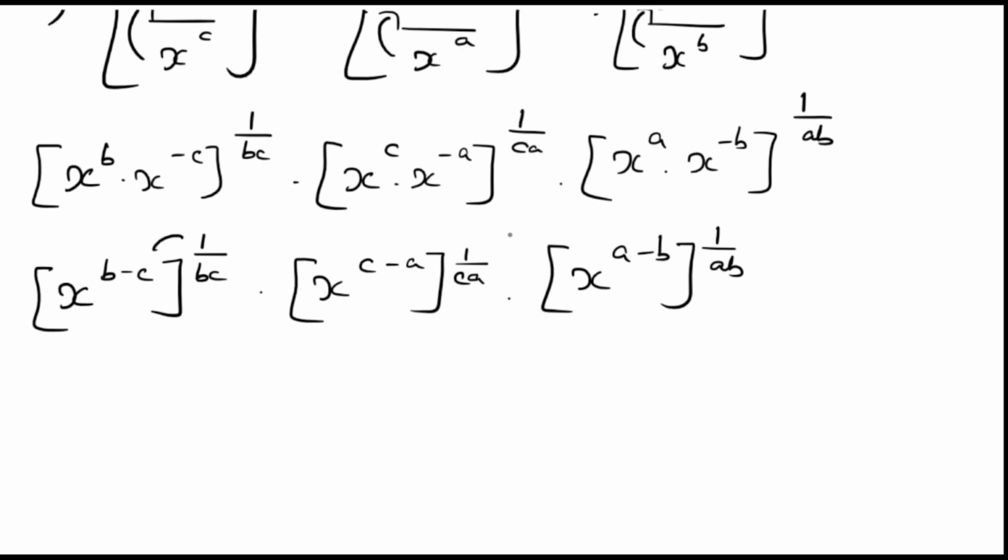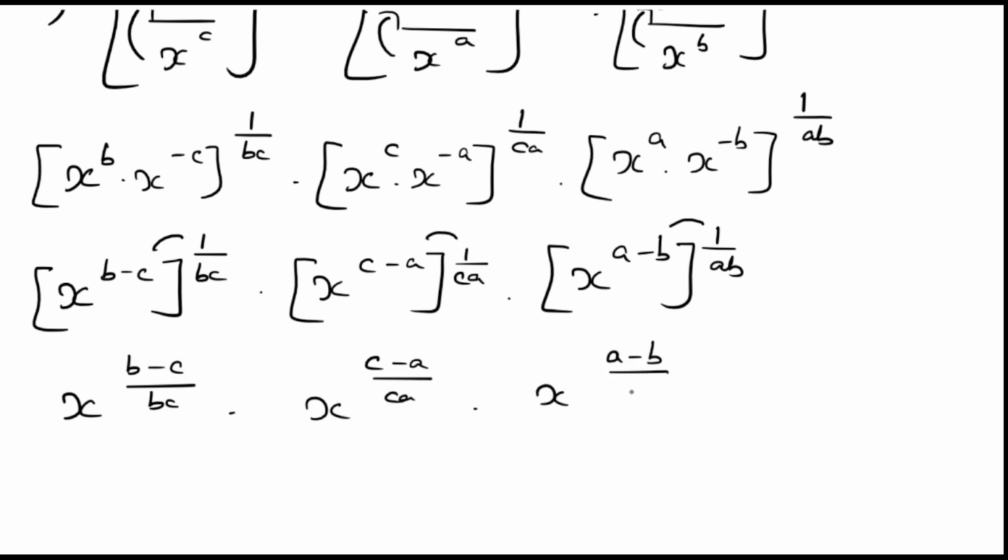Now I'm multiplying the powers, which are inside the bracket and outside the bracket. So after multiplying, we'll get x^((b-c)/bc) into x^((c-a)/ca) into x^((a-b)/ab). Now since the bases are same, again I'm adding the powers. So I'll get x to the power (b-c)/bc plus (c-a)/ca plus (a-b)/ab.